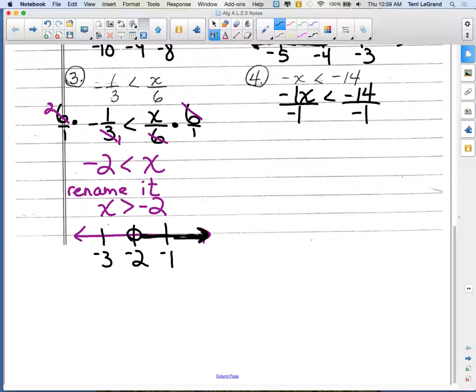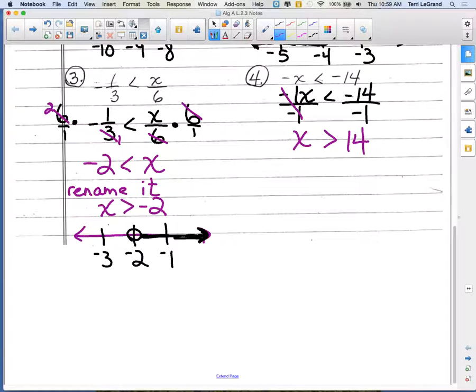What's going to happen here? These guys are going to cancel and we're going to have x. Do I reverse the symbol? Yes, because we divided by a negative. A negative divided by a negative is a positive. 14 divided by 1 is 14. We do not need a calculator for that problem. Stop. In the name of calculator abuse, do not use it when you don't need to.